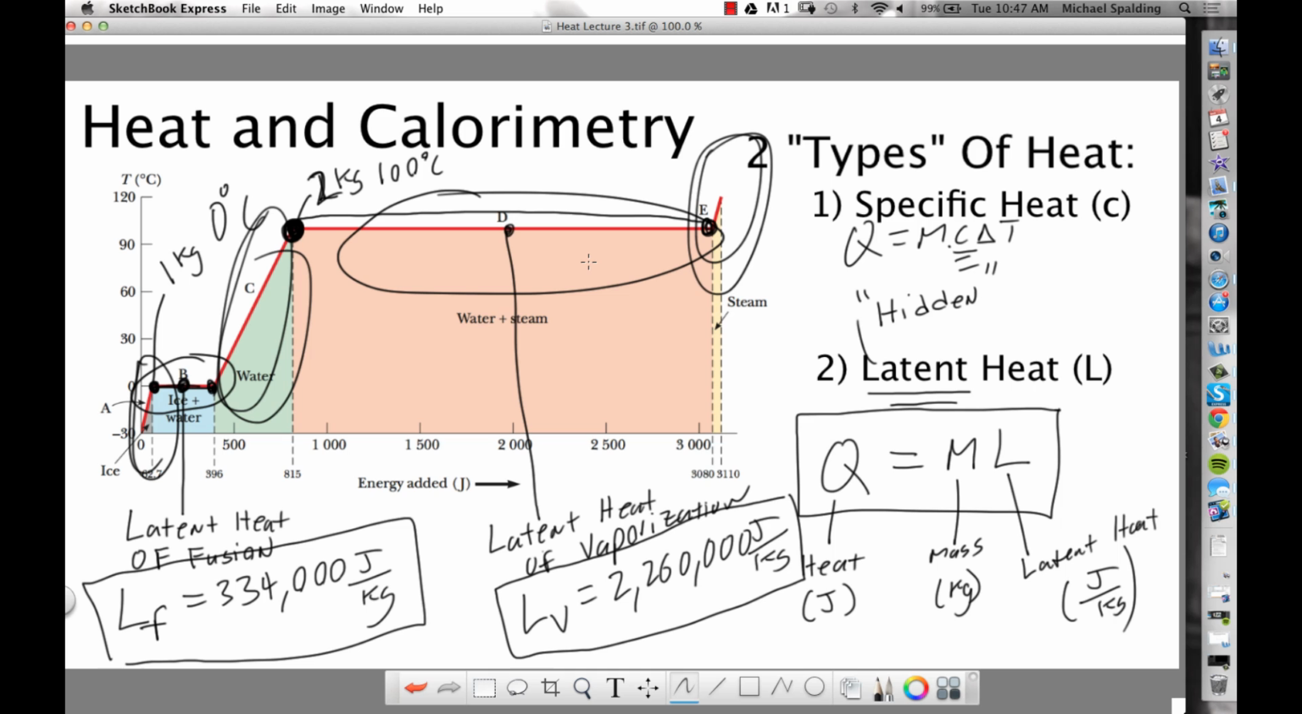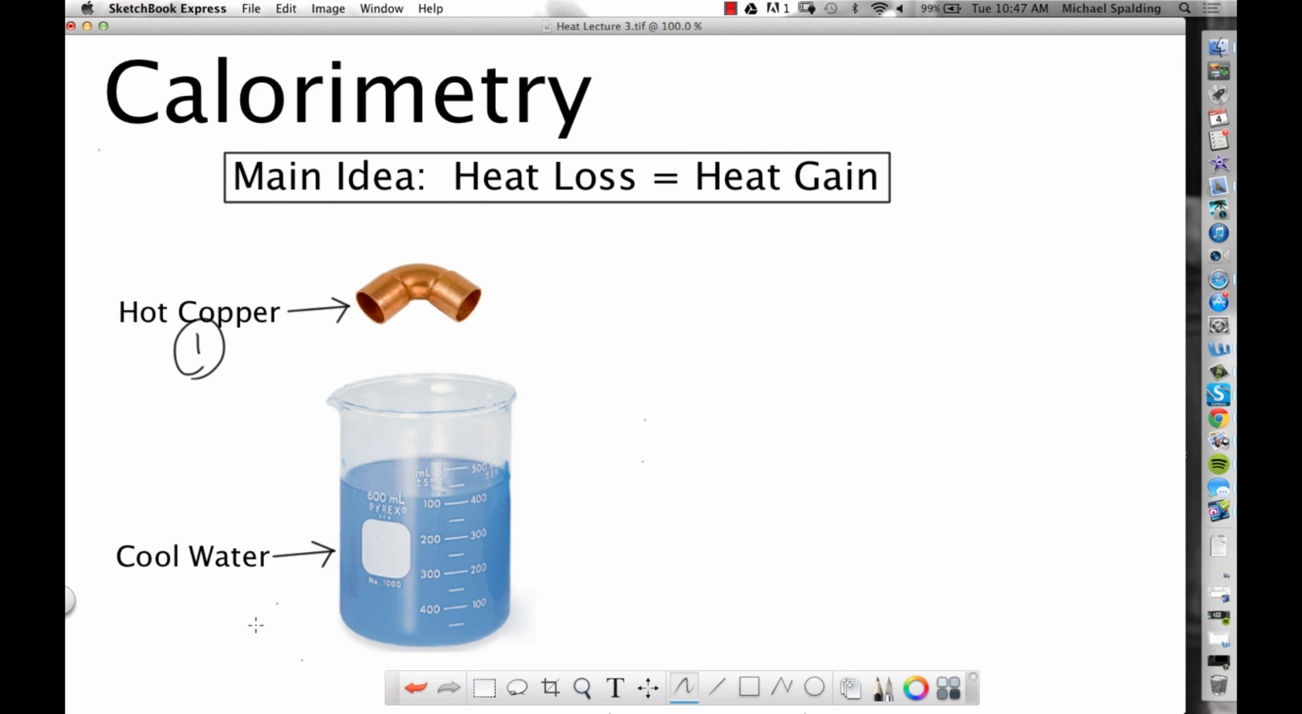Calorimetry is the study of heat transfer from one object to another. So here we have hot copper and cool water. A chunk of hot copper and a beaker full of cool water. Let's say that the copper is object 1, the water is object 2. The hot copper gets dropped into the cool water. What's going to happen? Which object is going to lose heat? The hot copper. Which object's going to gain heat? The water. Assuming no heat loss to the surroundings, right? We're going to assume that no heat escapes to the surroundings.